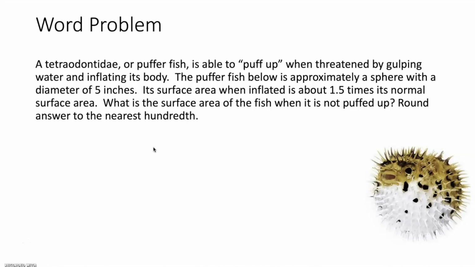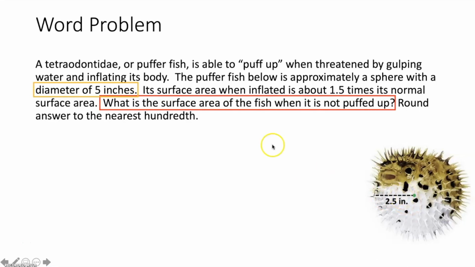Step 2. What is this question asking us to find? It says, what is the surface area of the fish when it is not puffed up? So that's what we're trying to find. Well, does it give us any clues to help us figure this out? Well, it says the pufferfish below that is puffed up has a diameter of 5 inches, meaning that its radius would be half of that. So that would be 2.5 inches. Okay, that doesn't really help us, but what else does this say? It says its surface area when inflated is about 1.5 times its normal surface area.